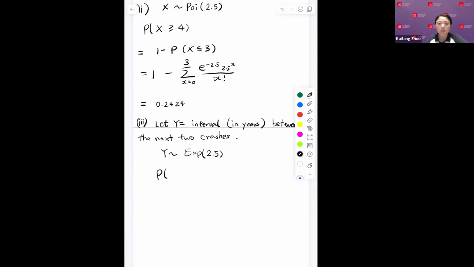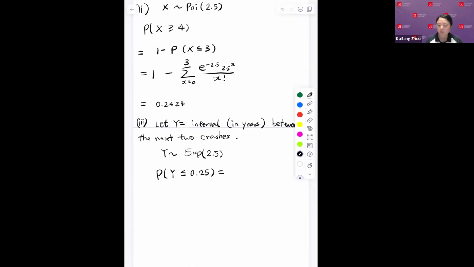So we need to calculate the probability of Y less than or equal to a quarter, which is 0.25. Actually, whether you put an equal sign or not doesn't really matter, because Y follows the exponential distribution, which is a continuous random variable.